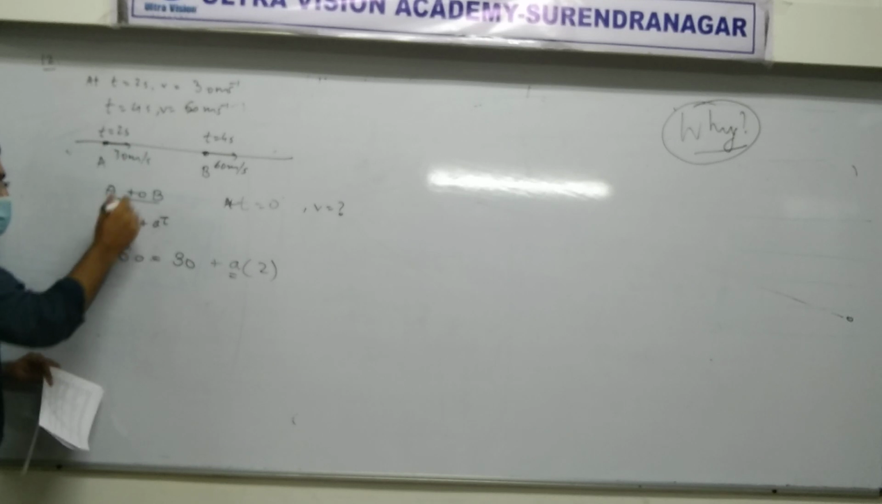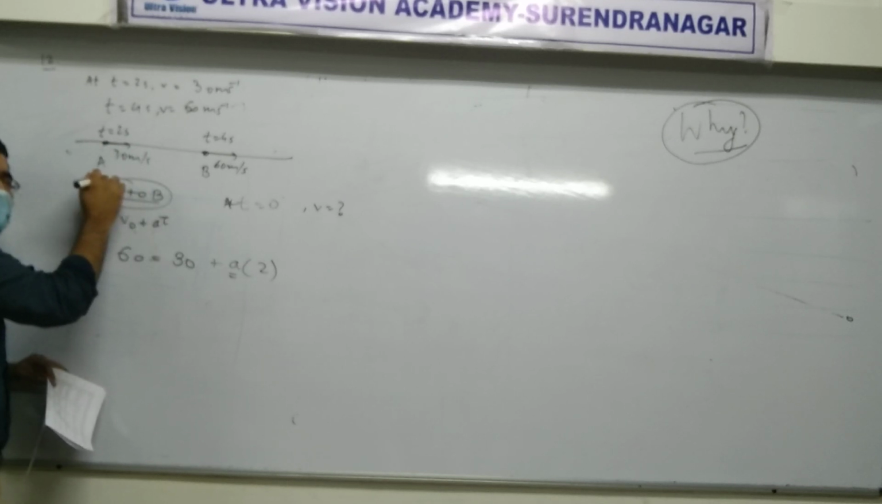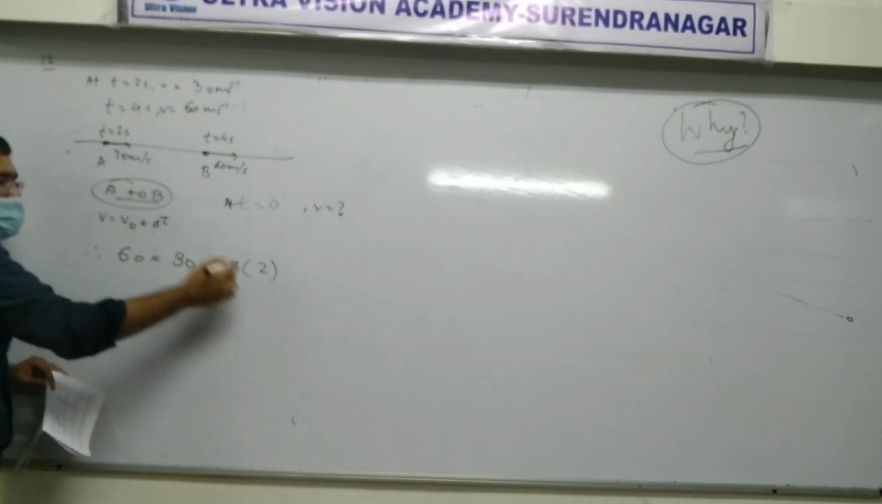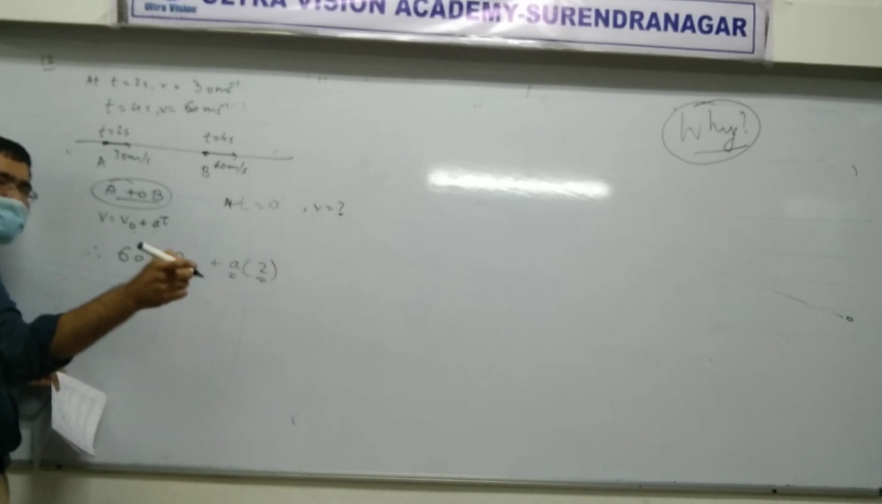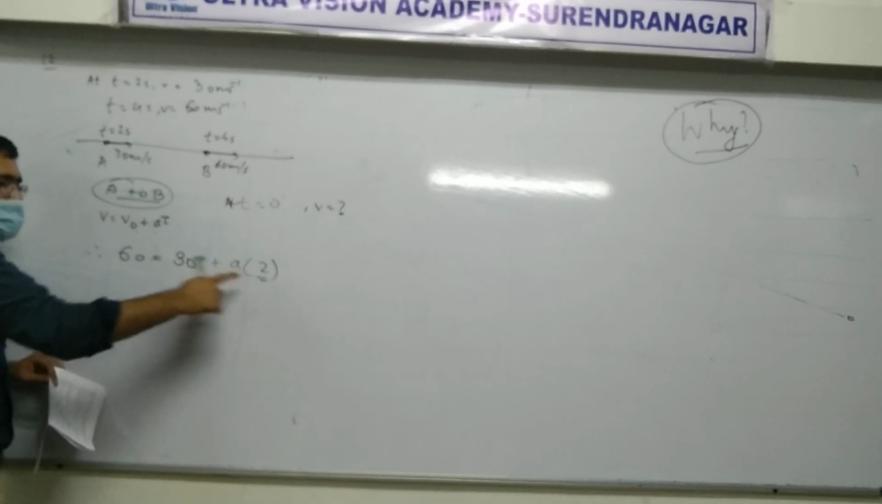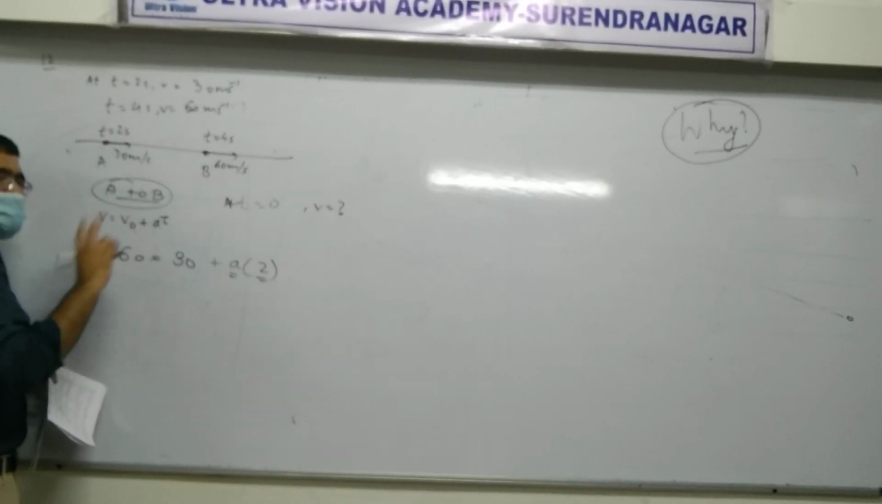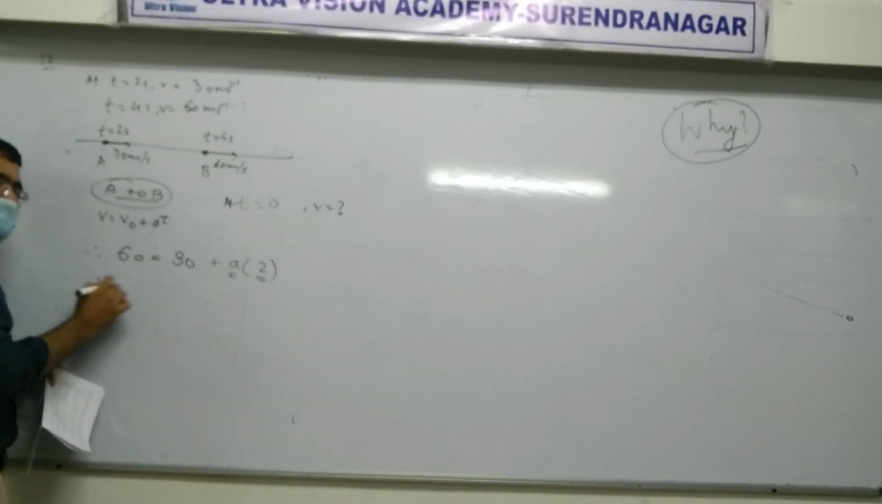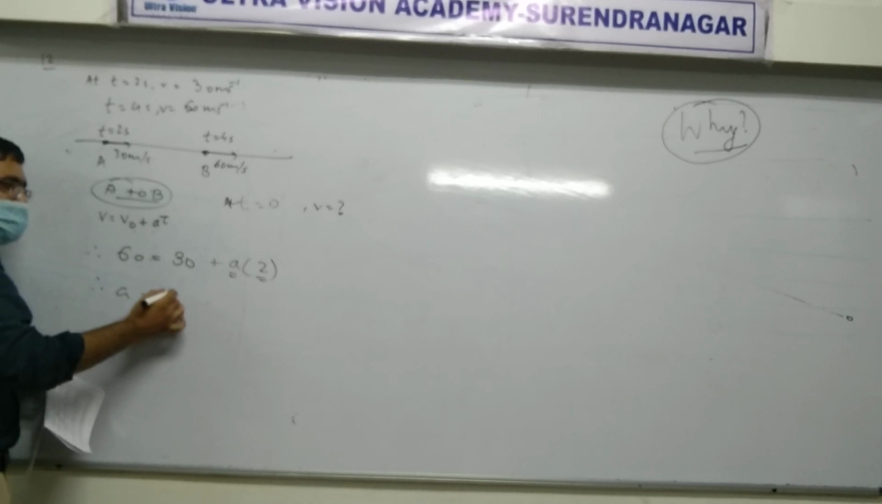Understood? So first of all, we are doing calculation for A to B. So time interval is t. T is not time, that is confusion. T is time interval. So how much is the time interval from this to this? 2 seconds. Understood? So acceleration would be 15 meter per second squared.